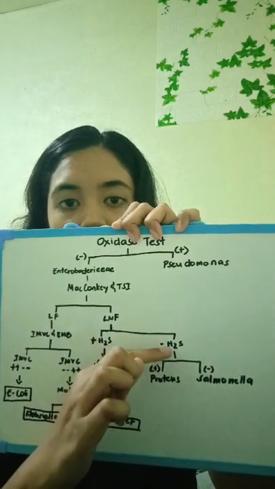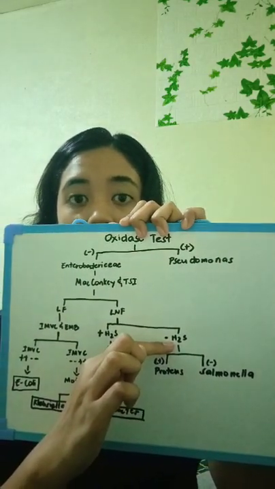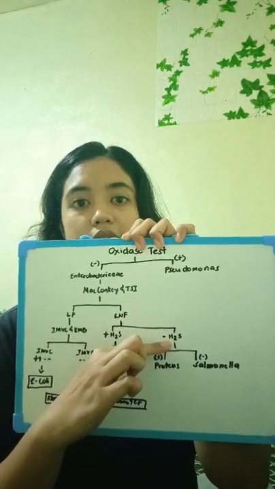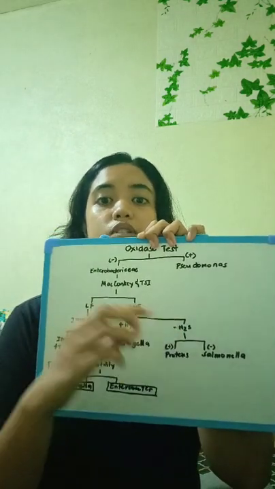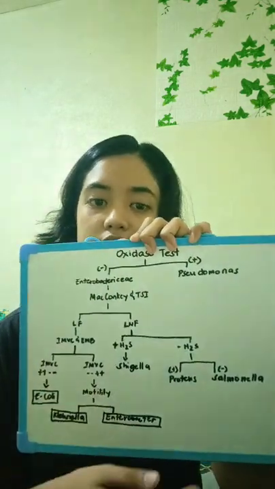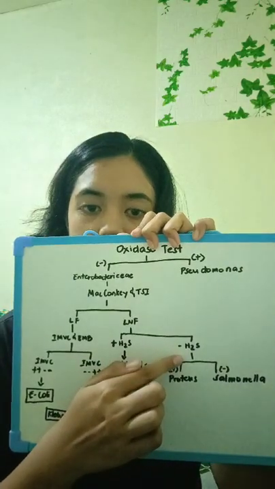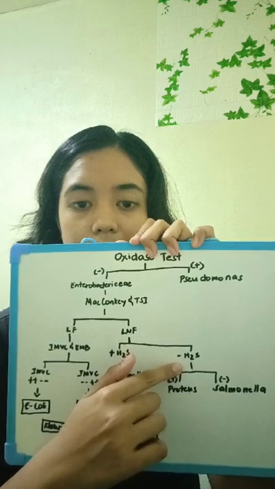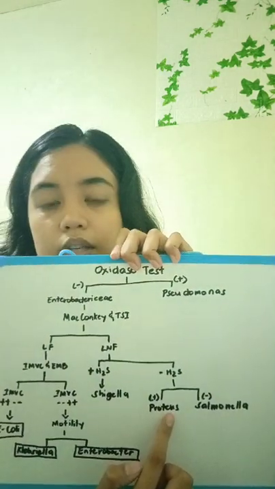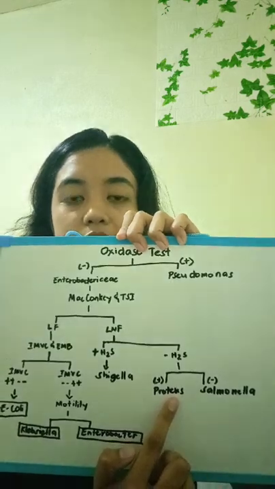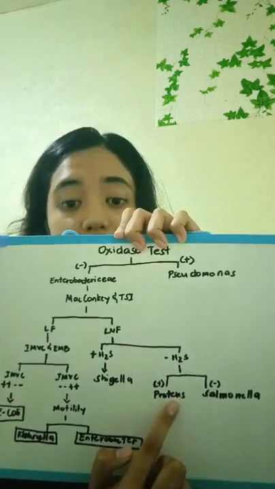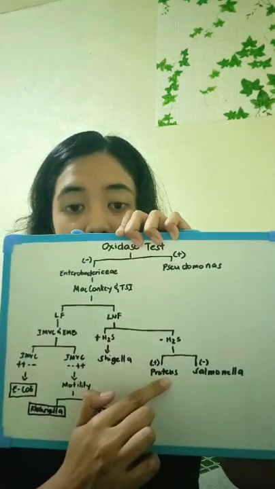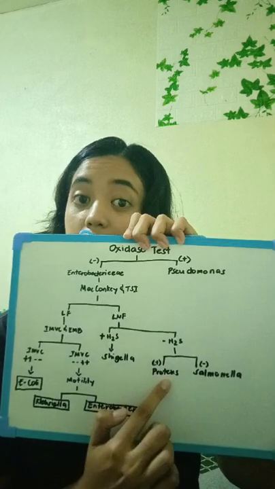The urease test is used to determine the ability of a microorganism to produce the enzyme urease. The bacteria that reacts to the positive urease test is Proteus. It is rod-shaped, gram-negative, and catalase positive.